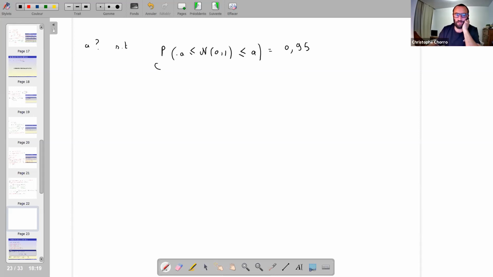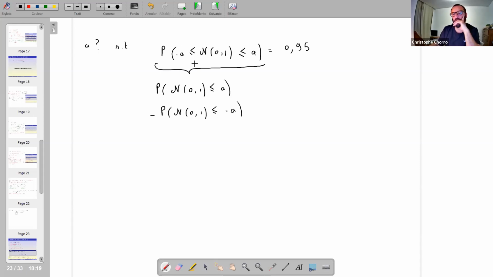What is this? In fact, I can express this quantity using the distribution function of N(0,1). I can write it as the probability that my N(0,1) is less than a minus the probability that my N(0,1) is less than minus a. Keep in mind that I am in the case of a continuous random variable, so I can put large or strict inequality everywhere and it changes nothing, because for a continuous random variable the probability to be equal to a point is always equal to 0.